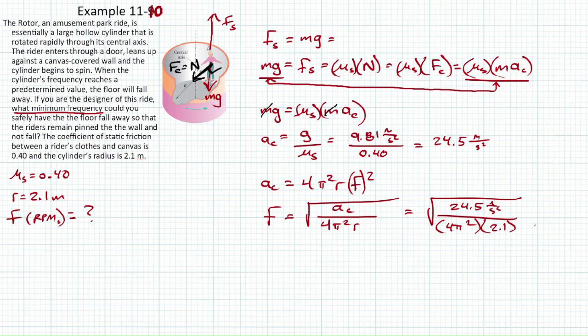Four pi squared. I'm doing this a different way right now than I did before, so I don't have this done either. So, take the square root of that. 0.54. We might say hertz, or 0.54 revolutions per second.